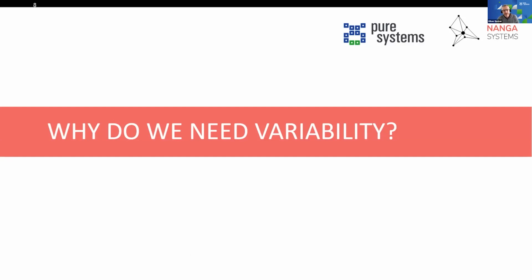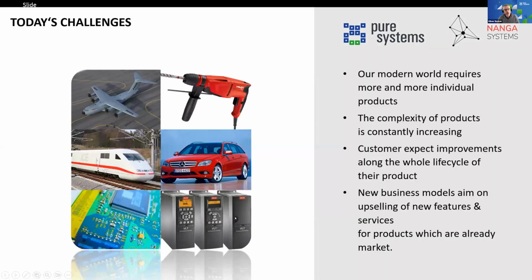The reason is, I think, quite easy, because of the challenges we are facing today. Our modern world requires more and more individual products. The complexity of products is constantly increasing. You see that from different kinds of products. Even if you buy a bicycle, it has components with software, components with electronics, and so on. So more and more mechanical products also get parts or shares of software and electronics.